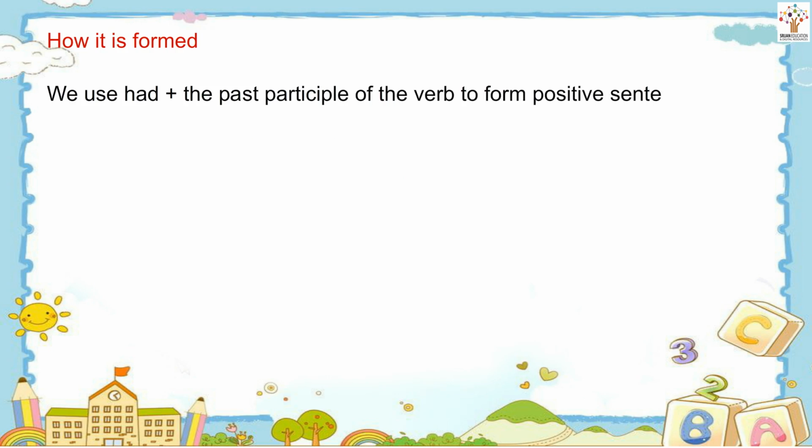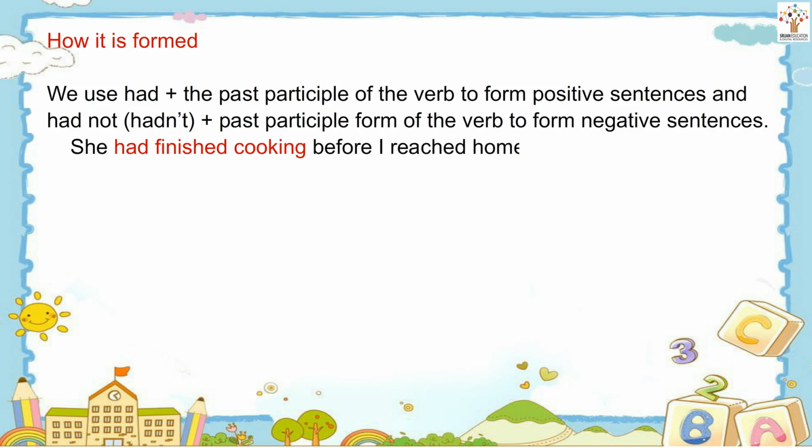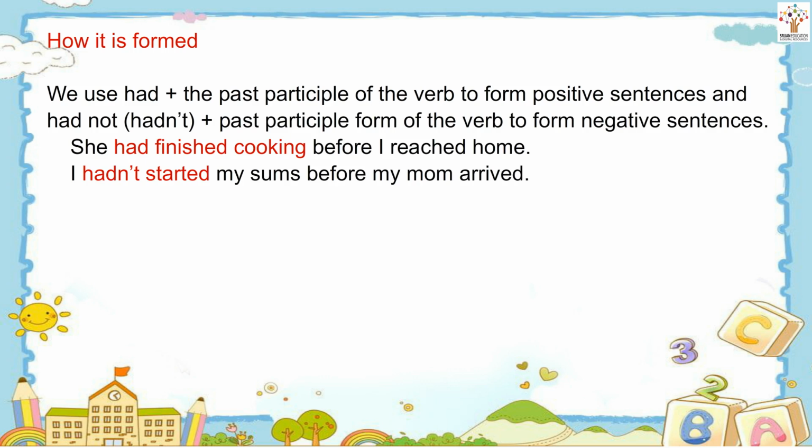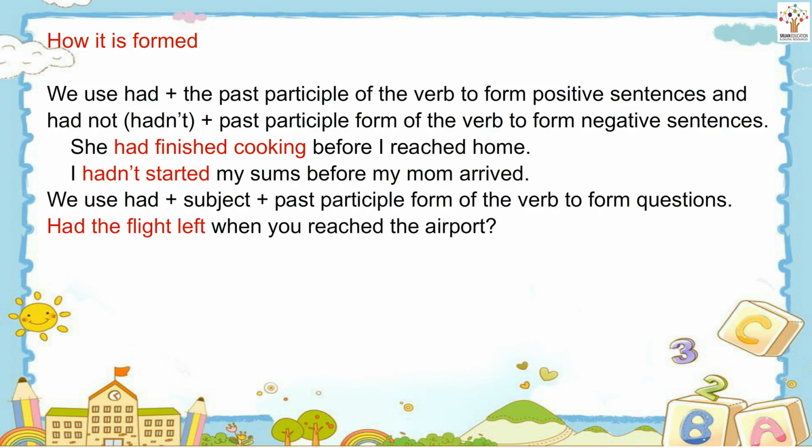How it is formed. We use had plus the past participle of the verb to form positive sentences and had not, hadn't, plus past participle form of the verb to form negative sentences. She had finished cooking before I reached home. I hadn't started my sums before my mom arrived. We use had plus subject plus past participle form of the verb to form questions. Had the flight left when you reached the airport?